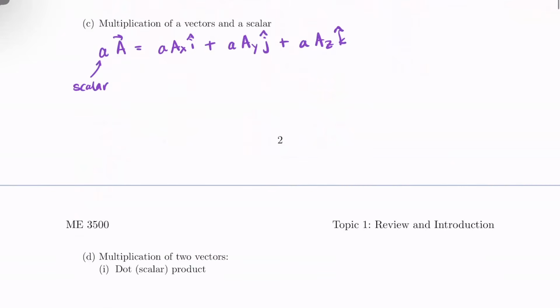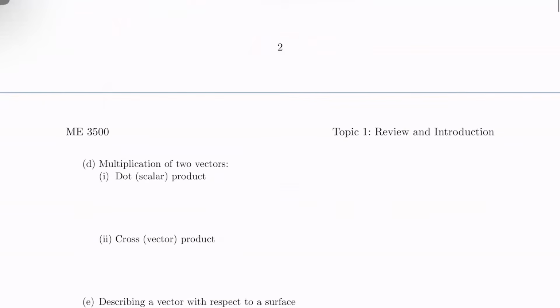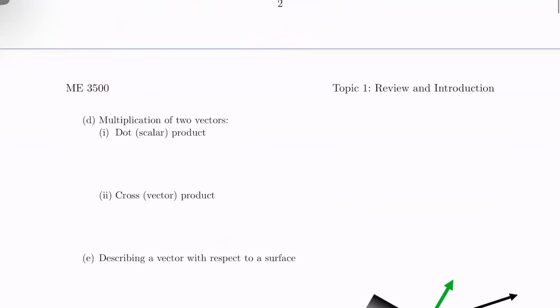Okay. Couple other operations that we need to have in our tool belt. They involve essentially versions of how you would do multiplication if you have two vectors involved. If you multiply two vectors and you get a scalar in return, that is the dot product, or sometimes called the scalar product. And that looks like this.